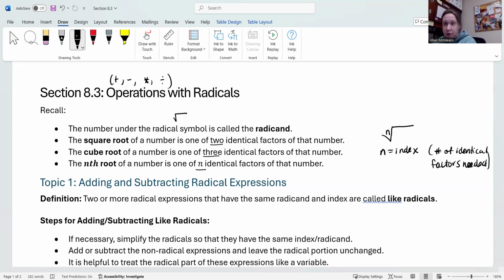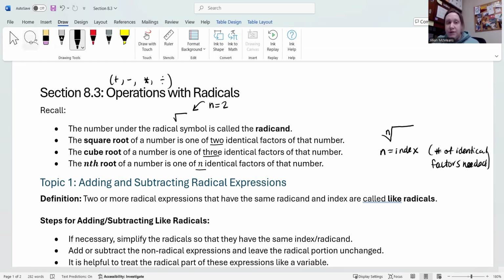So if we have an index of 3, that would be a cube root. If we have an index of 4, that would be a 4th root. If we had an index of 8, that would be an 8th root. And that number, again, tells us how many identical factors we would need to pull something out of the radical. The only time we don't put a number there is if we're dealing with a square root. So when n is 2, we just write it like this. We just don't put the 2 there. It's understood. Okay, so kind of keep that idea of index and radicand in mind because we're going to talk about that quite a lot.